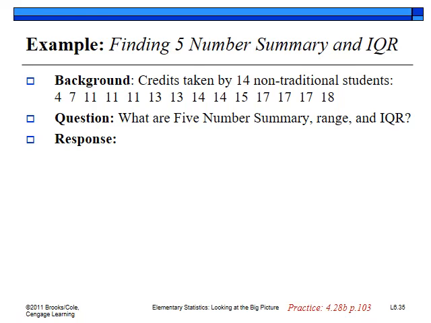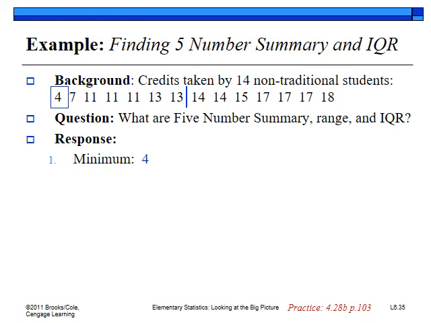Let's look at an example. Of the 14 non-traditional students in the student survey data, here are the credits taken so far. Let's find the 5-number summary, the range, and the IQR, the interquartile range. The first number in the 5-number summary is the minimum value, which, since this list is ordered already, I know that it's 4. The highest value on the list is 18, so that's going to be the maximum.